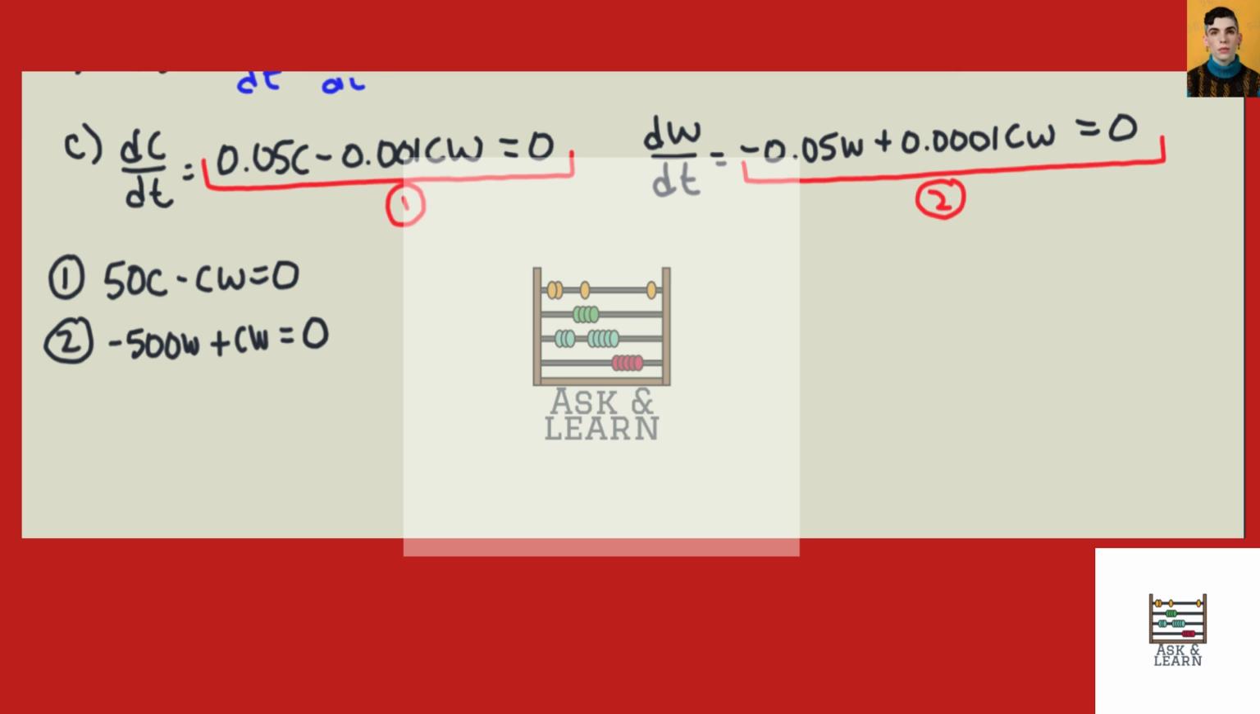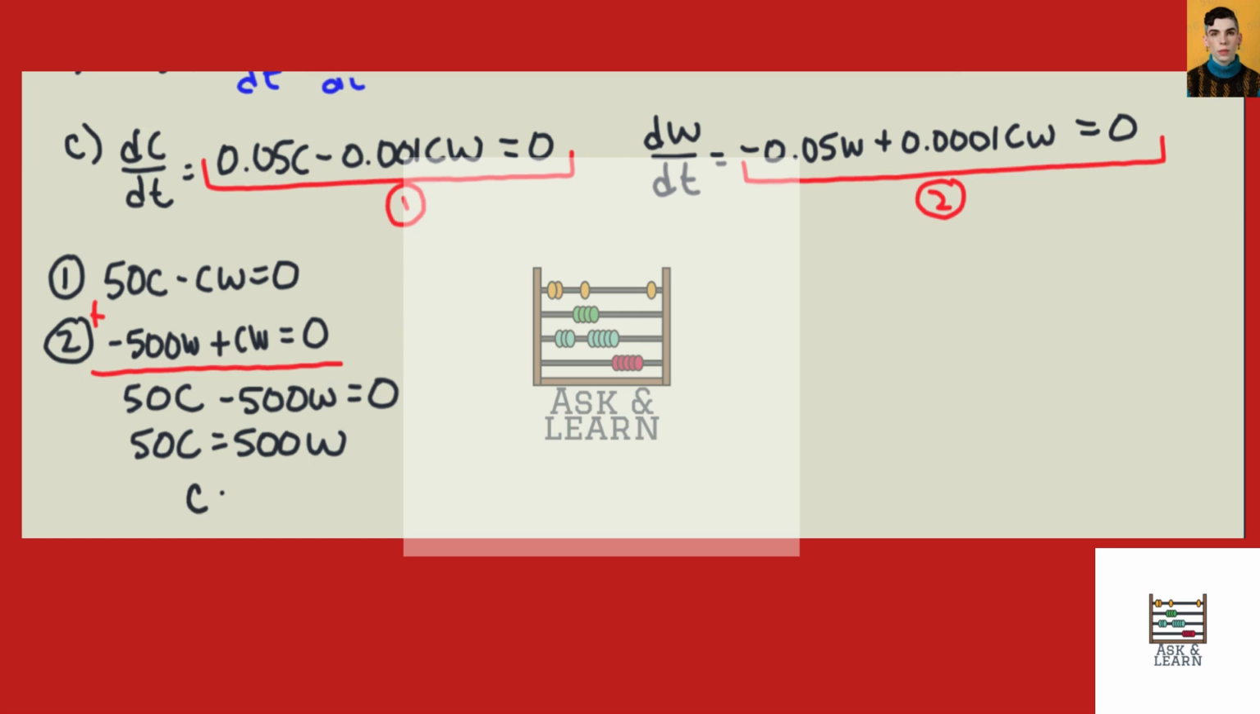Okay, now what I would like to do is add these equations together using the elimination method for solving a system. And we end up with 50C minus 500W equals 0. That gives us a more simplified relationship between C and W. And what we can do is add 500W to both sides and divide both sides by 50. And now we know that C equals 10W. The population of caribou is 10 times the population of wolves.